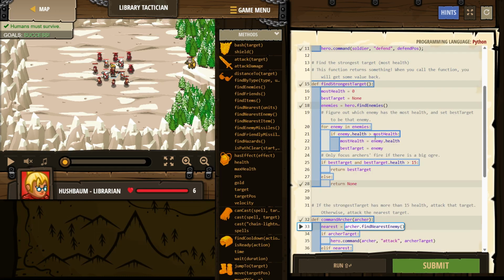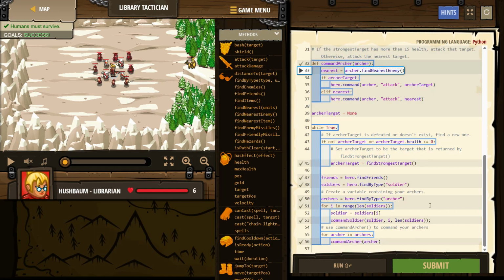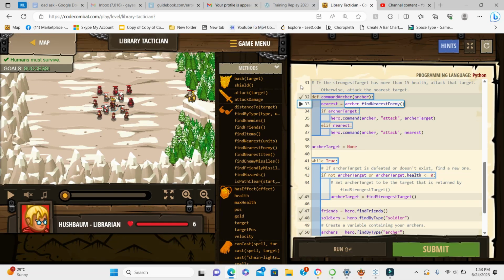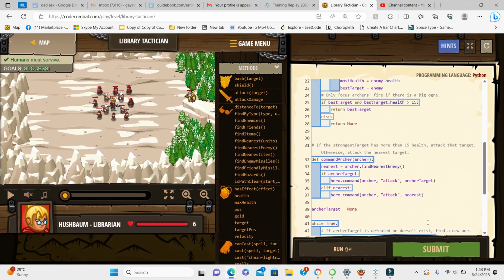Next, let's go back to the function. We command the soldier, the index, and the number of soldiers. And then for i in archers, you command archer. So yeah, that's the level.